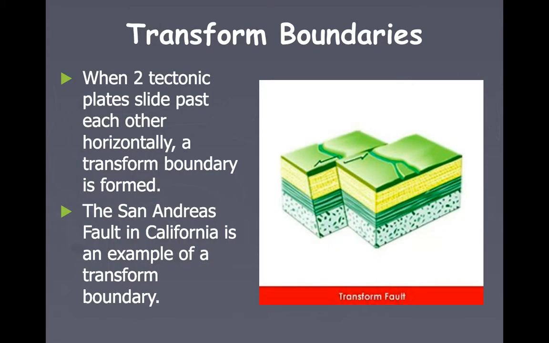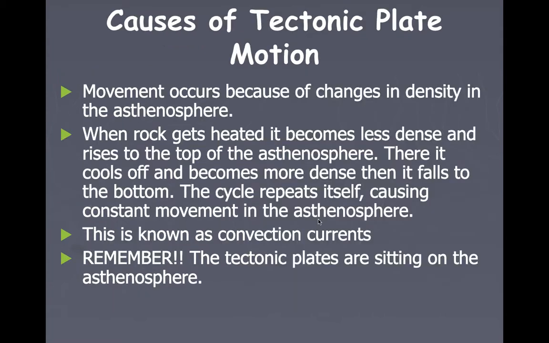Transform boundaries. When two tectonic plates slide past each other horizontally, a transform boundary is formed. So when this isn't going together, this isn't going apart, it's just sliding back and forth against each other. The San Andreas Fault in California is an example of a transform boundary. And again, sliding back and forth here.